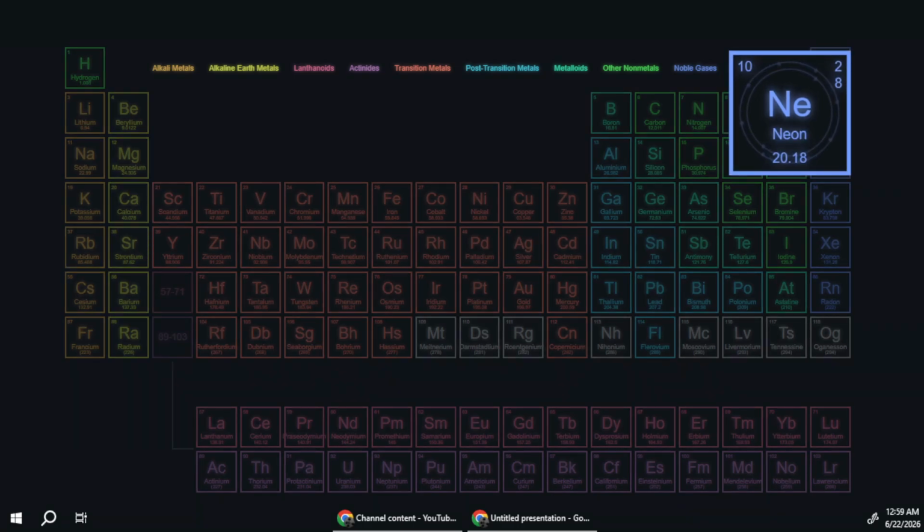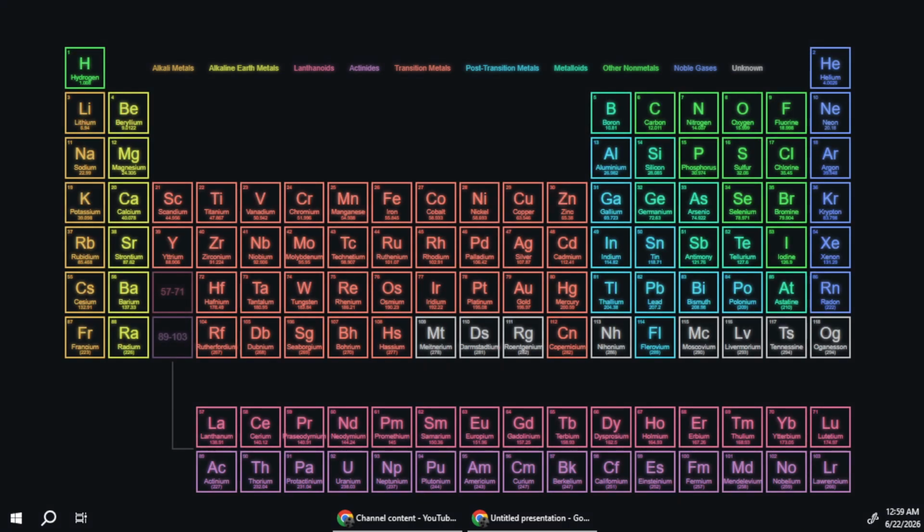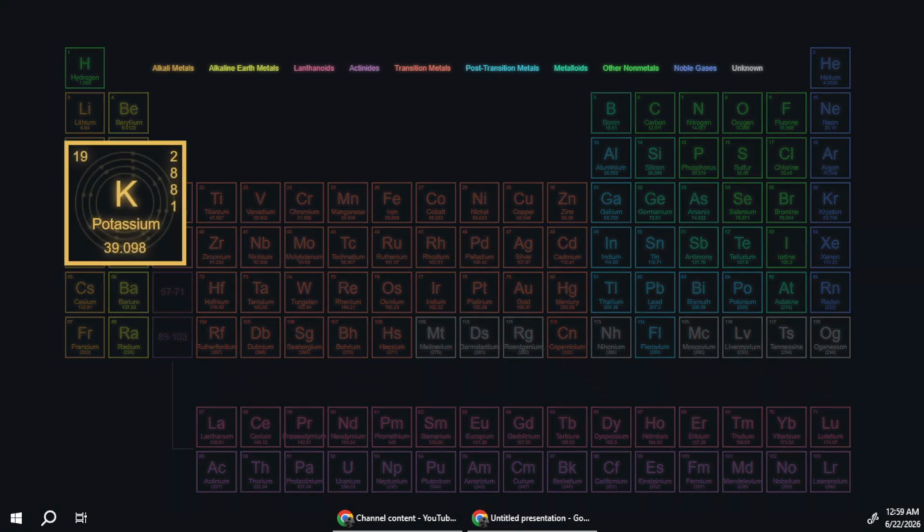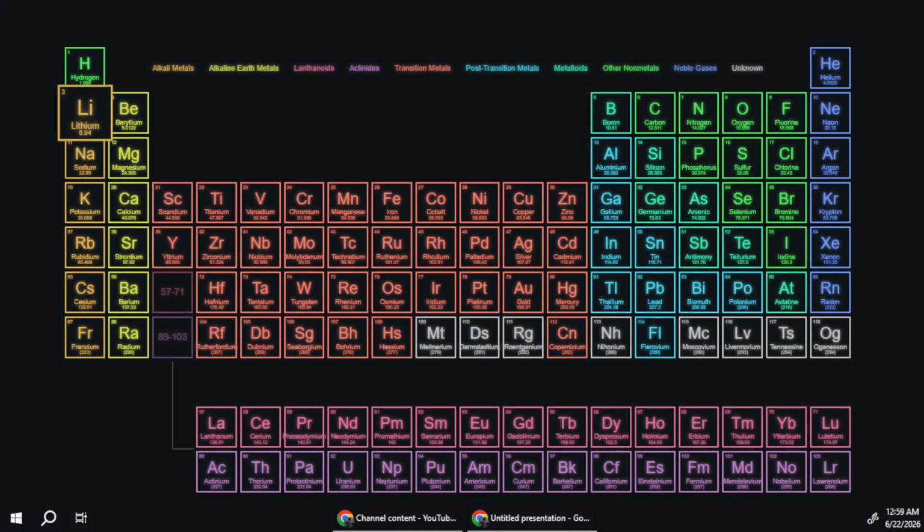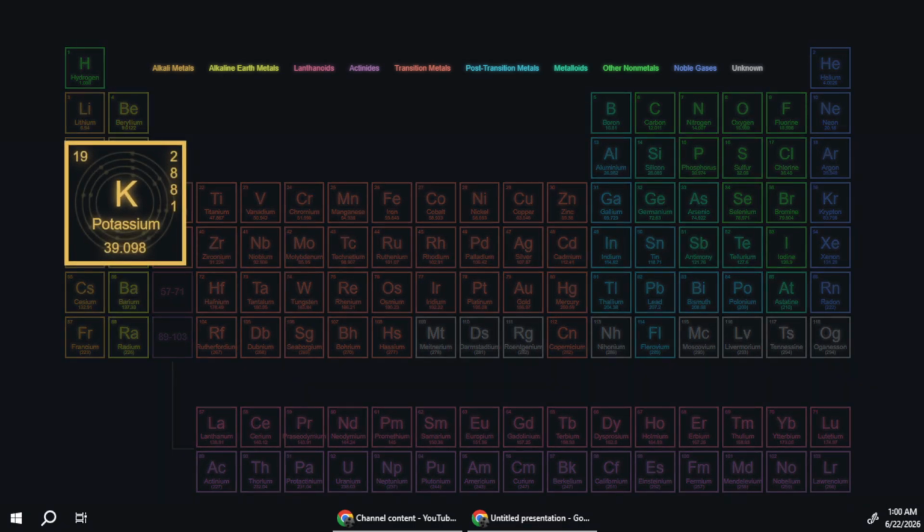They all have different amounts of electrons, of course, and protons and mass, but the energy levels will be the same. For example, potassium right here, it's on period number 1, 2, 3, 4. It will have 1, 2, 3, 4 energy levels.